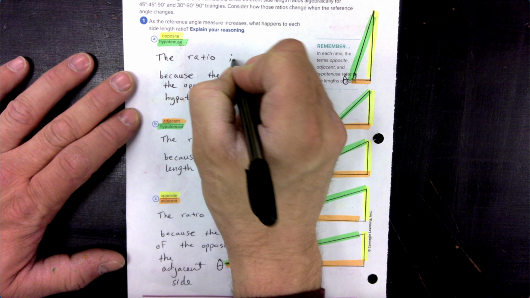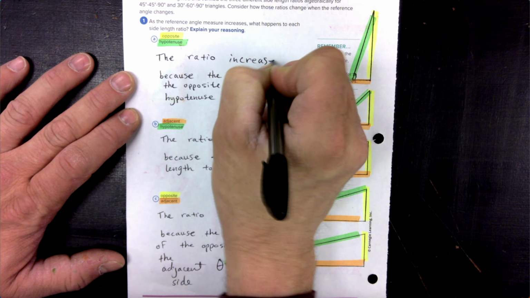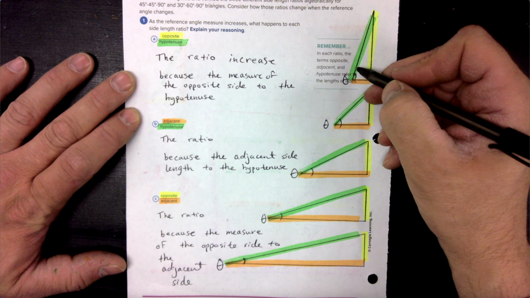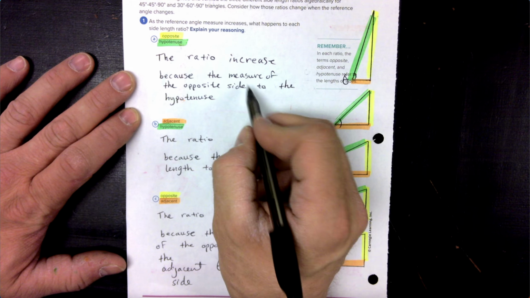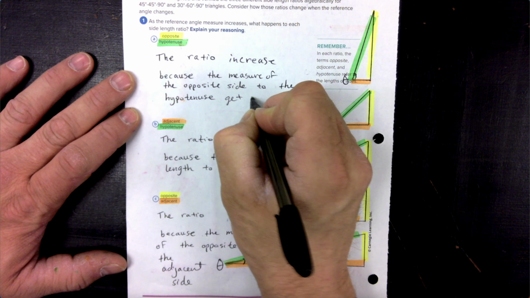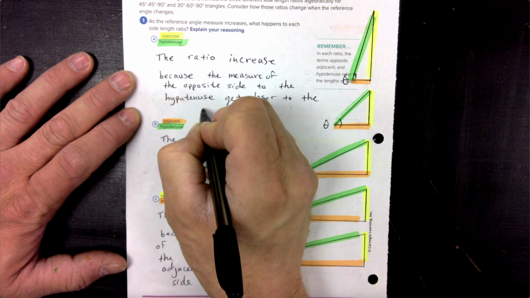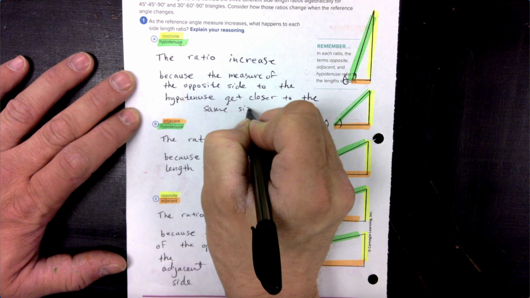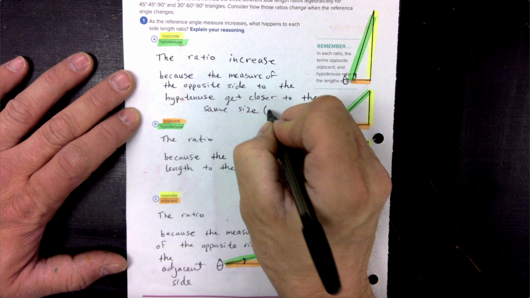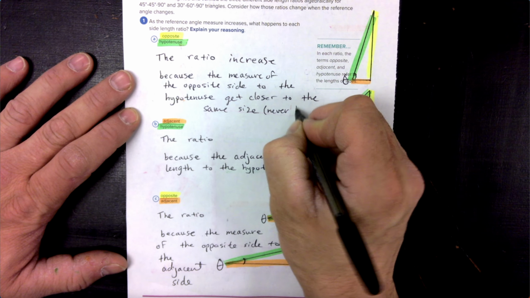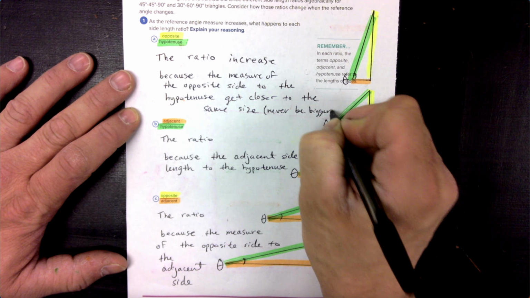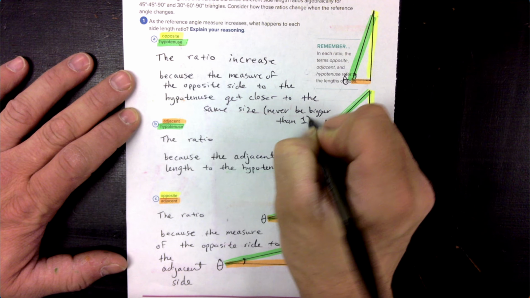So the ratio is going to increase as the angle gets bigger, because the measure of the opposite side and the hypotenuse get closer together, closer to the same size, I should say. However, they will never be bigger than 1.